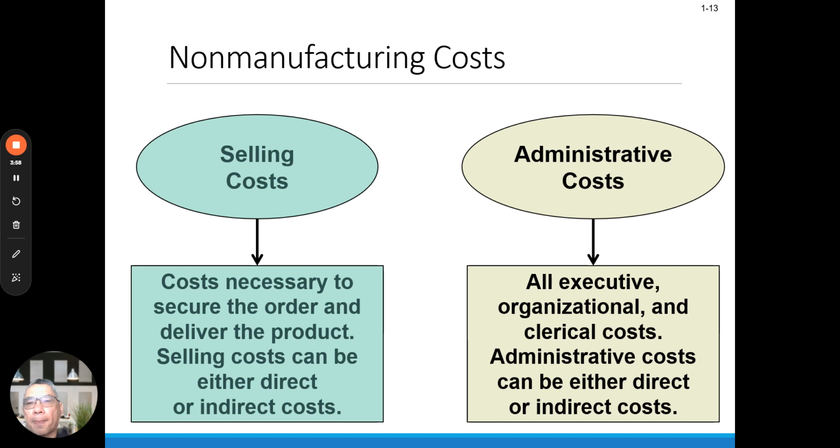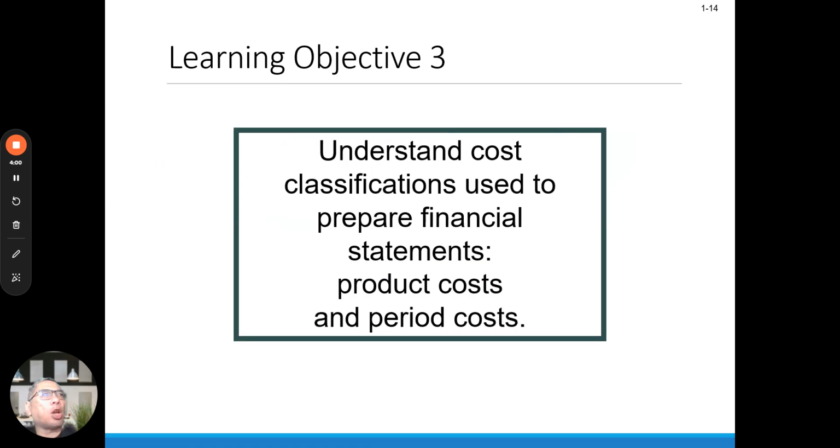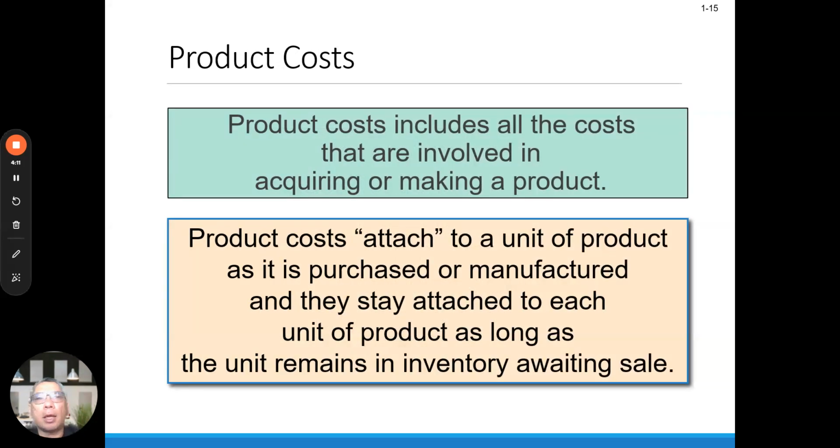Okay. Number 3, learning objective 3. Understand the cost classification used to prepare financial statements, such as product costs and period costs. What are product costs? It includes all the costs that are involved in acquiring or making a product.